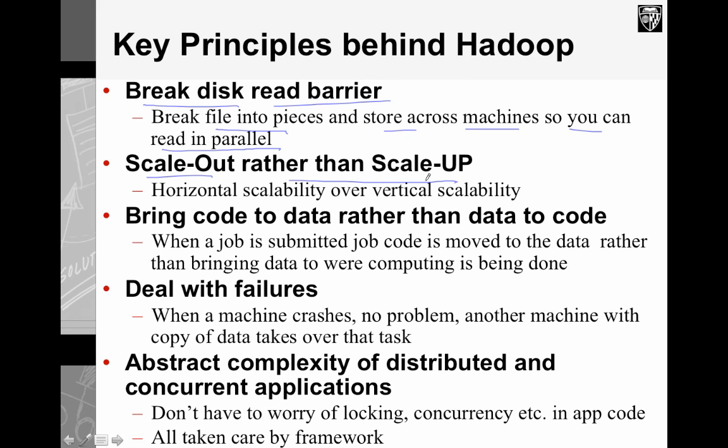It uses scale out rather than scale up technology. Traditionally, we scaled by getting bigger and bigger hardware, which is vertical scalability. Hadoop uses horizontal scalability. Let's add more and more machines.